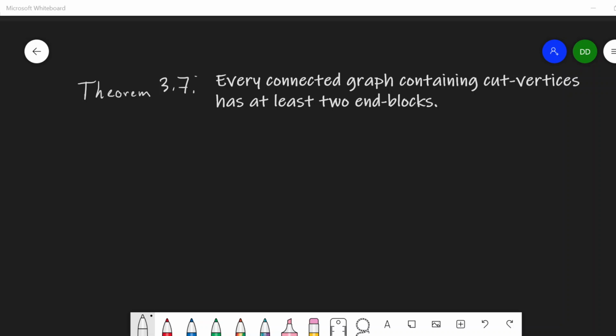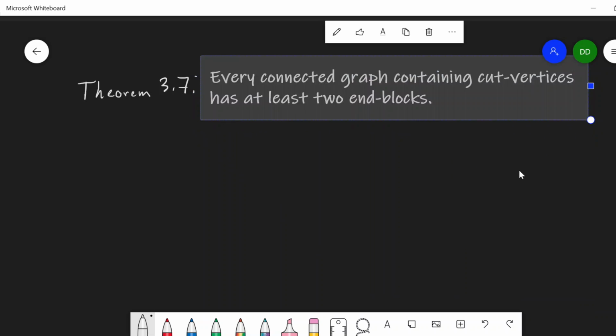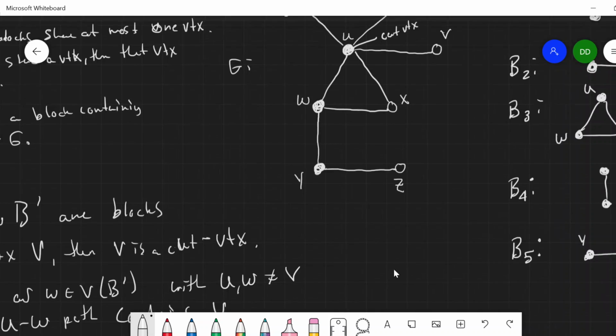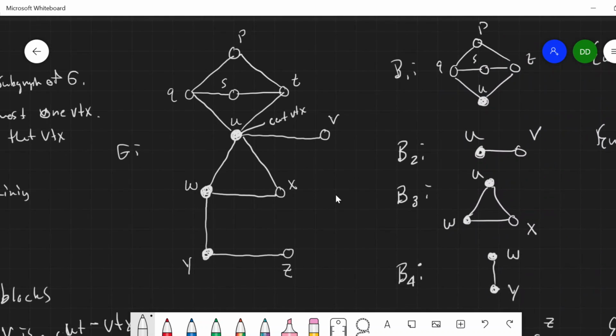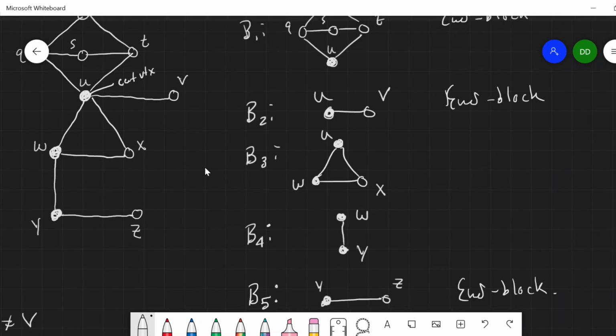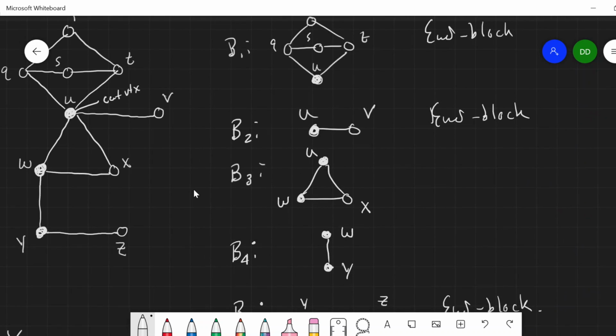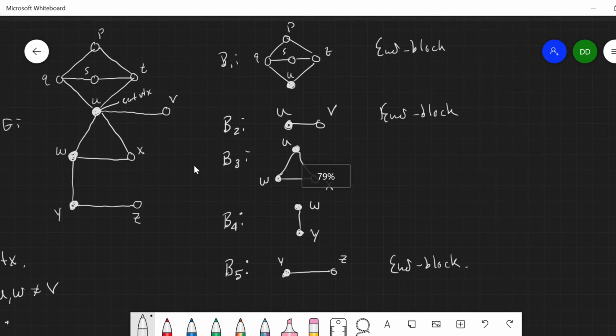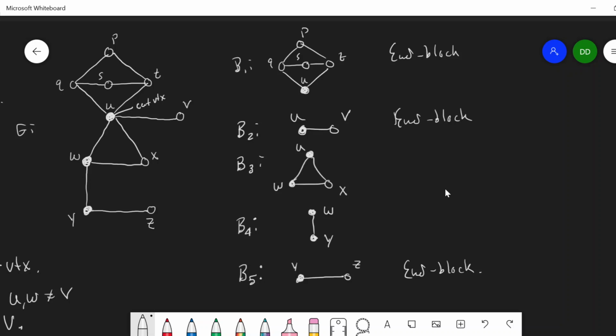In this video, I will walk through a proof of Theorem 3.7, which says that every connected graph containing cut vertices has at least two end blocks. So back up to our example for a second. Here we had a graph containing at least two cut vertices, and it had 5 blocks. 3 of them happened to be end blocks, but certainly there were at least two end blocks with this.